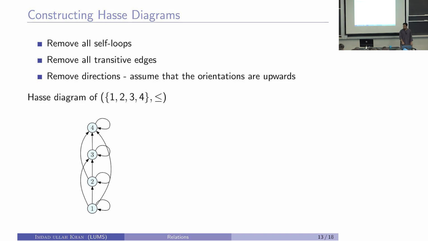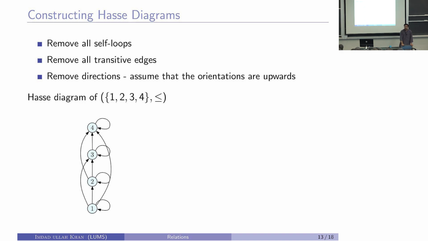Is 1 less than or equal to 1? Is 4 less than or equal to 4? Is 3 less than or equal to 3? Yes. So these loops are called self loops. They represent 1,1, 2,2, 3,3, and 4,4. Now, is 1 less than or equal to 2? So I draw a line between them.